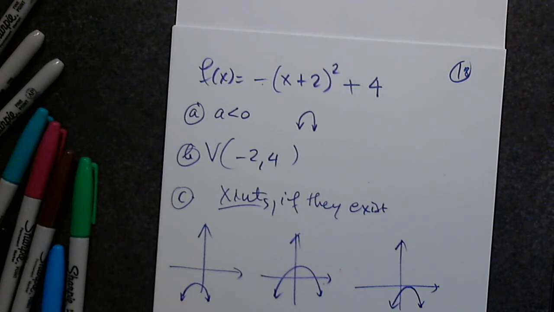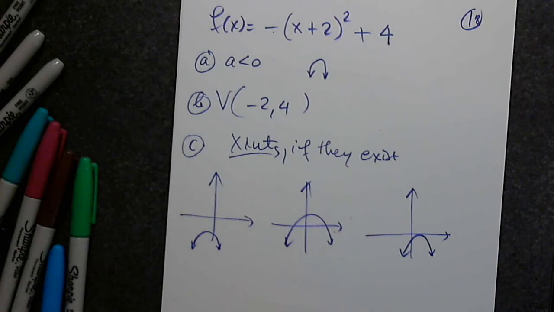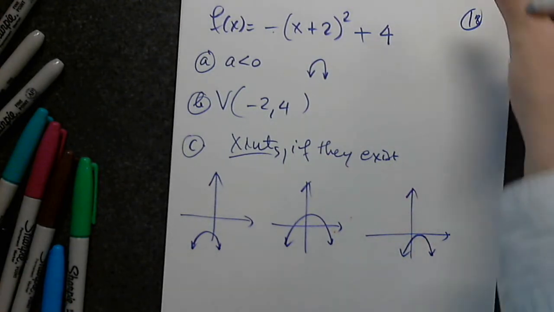Can anyone give us the range already? We haven't graphed it yet, but can you come up with a range already? Range. From -infinity up till? There is a maximum at 4, right? So from -infinity to 4. We already know the range. Would you agree? Okay, so if they exist, how do I determine the x-intercepts if they exist?